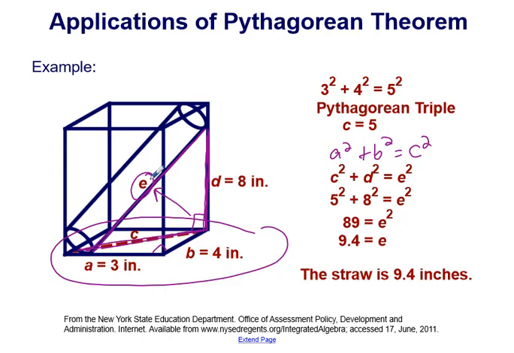So again, using that Pythagorean theorem to find and use the right triangle in our situation where it's not as obvious where the right triangle is. That's our job with these problems, is to find that right triangle so we can use the Pythagorean theorem.